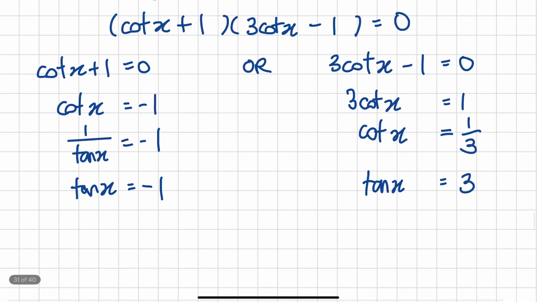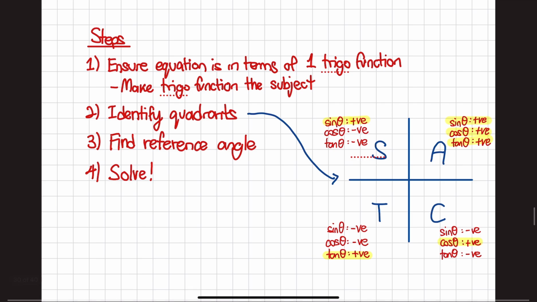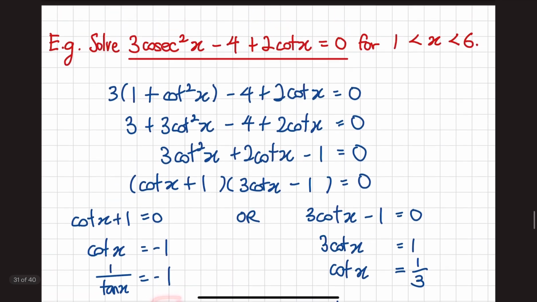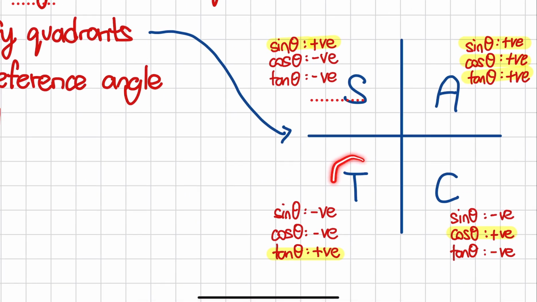Okay, then from here, now I've done step number 1. Step 2, identify quadrant. So from here, I have tangent x equals negative 1. I have to identify which quadrant it lies in. Tangent is a negative value. We look at the 4 quadrants over here. Only your first and third quadrant tangent is positive.